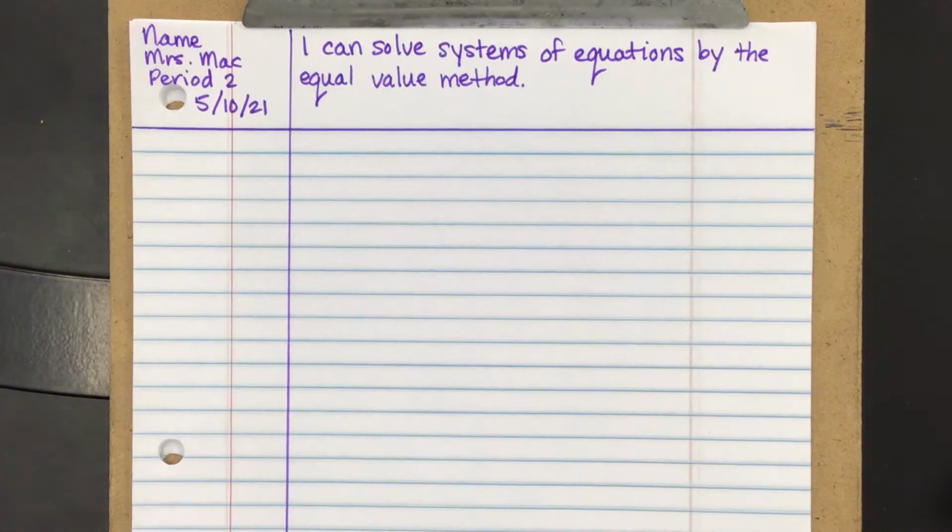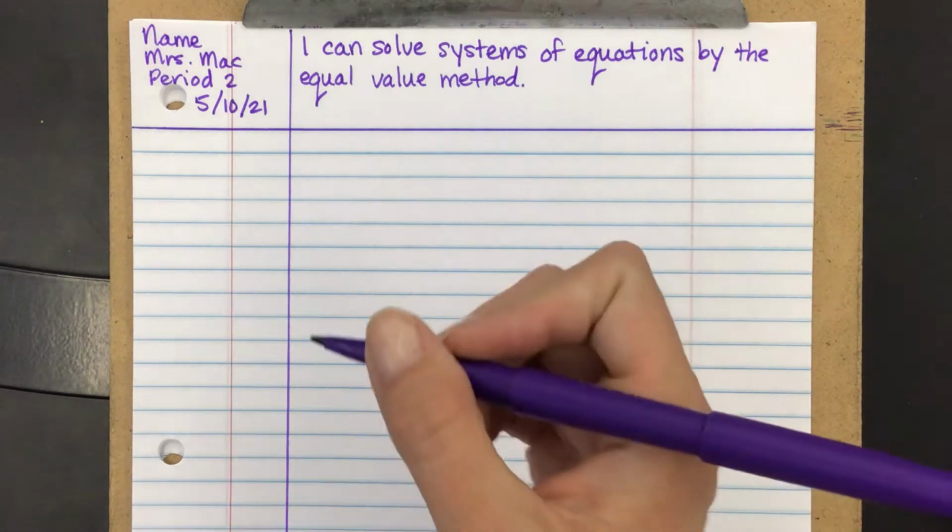So we're going to be using what's called the equal value method, okay? So what we're going to do is we're going to start with the steps. And we're going to write out all the steps, and then we're going to use those steps to do a couple problems together, and then I'll have you try some on your own. All right, so here's the steps.